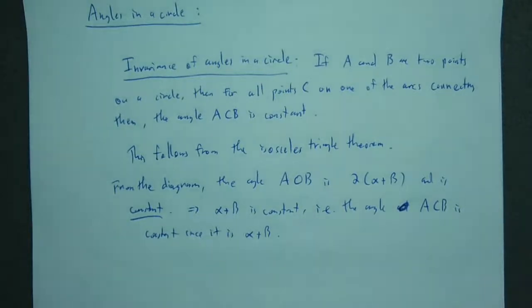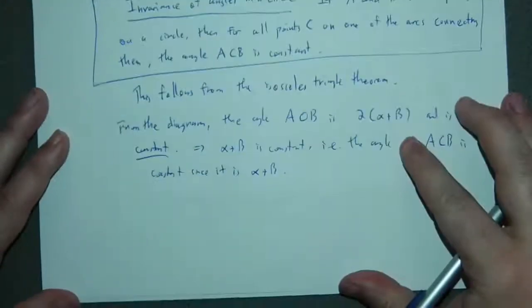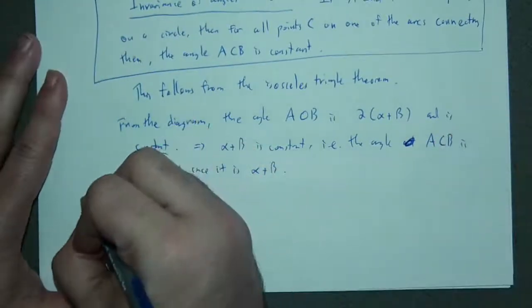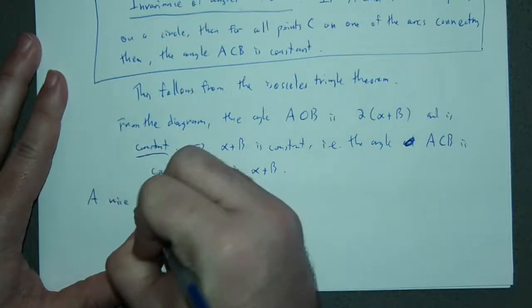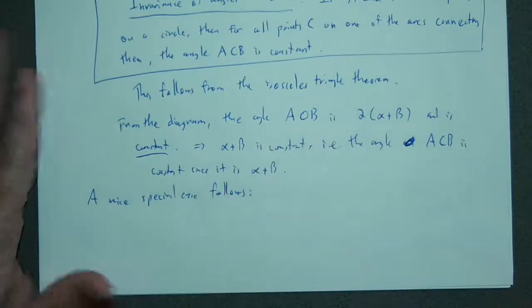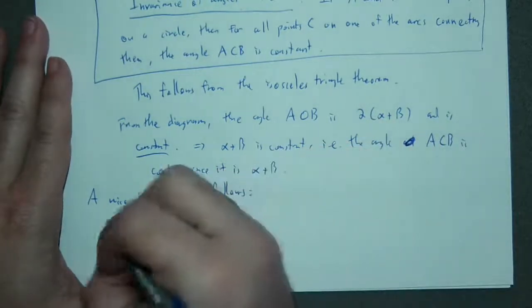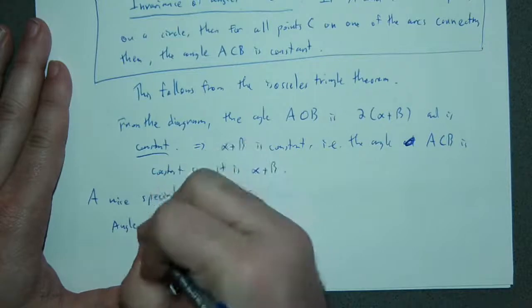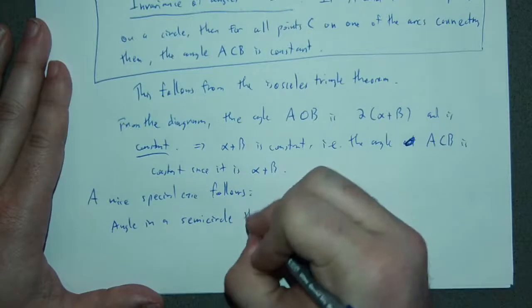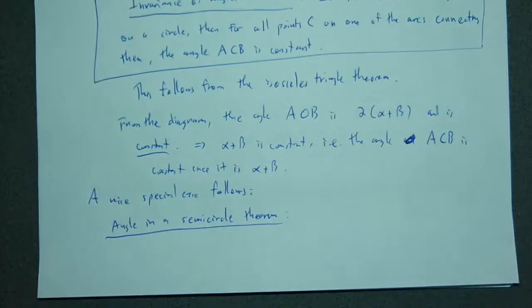So this gives me a very nice fact. So here's fact 1 about angles in a circle. Here's fact 2 about angles in a circle. So a nice special case follows. So what does the special case say? So this is called the angle in a semicircle theorem. These theorems are very creatively named, right?